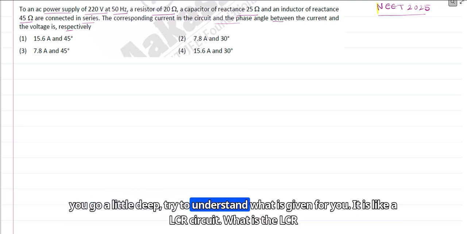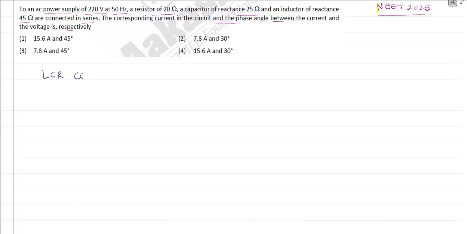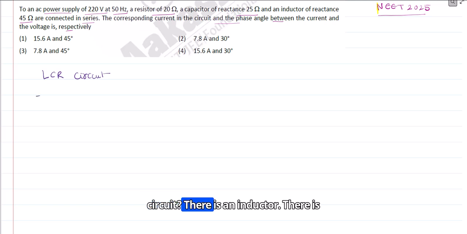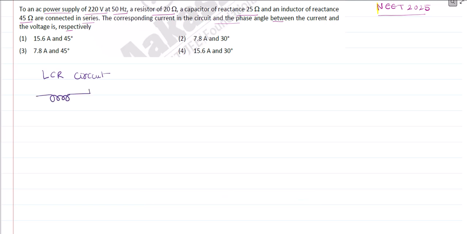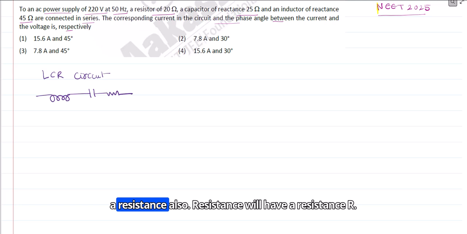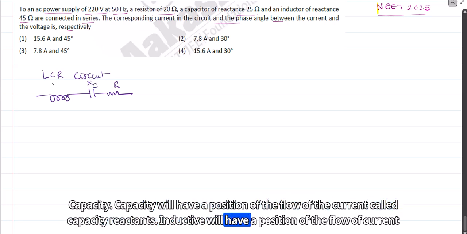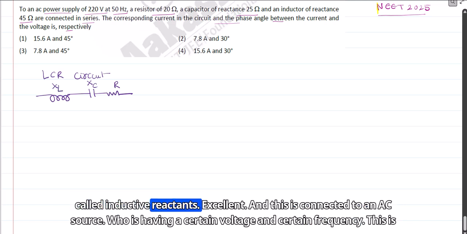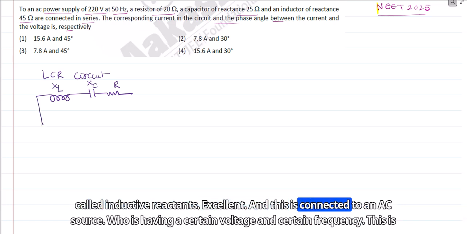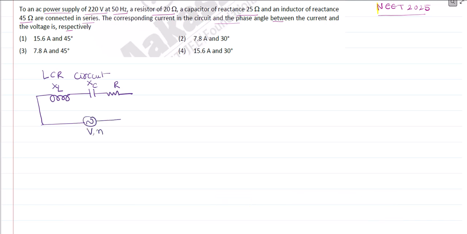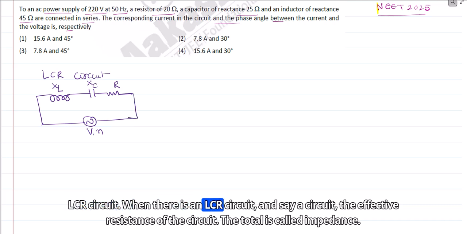So if you go a little deep, try to understand what is given for you. It's like an LCR circuit. What is an LCR circuit? There is an inductor, there is a capacitor, there is a resistance also. Resistance will have a resistance R. Capacitor will have an opposition to the flow of the current called capacitive reactance. Inductor will have an opposition to the flow of the current called inductive reactance, XL. And this is connected to an AC source having a certain voltage and certain frequency. This is called an LCR circuit.